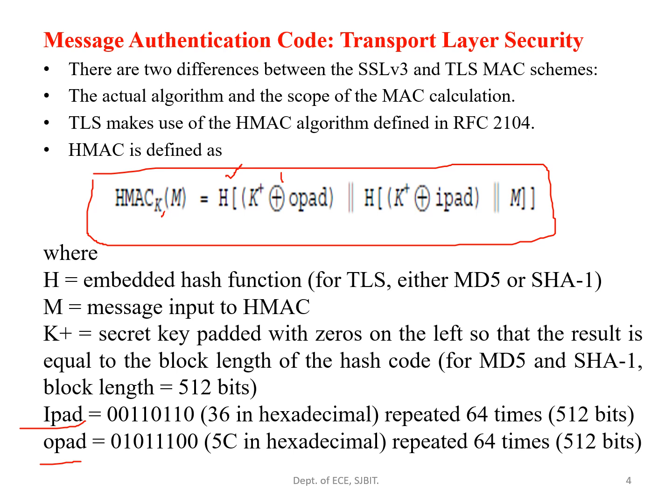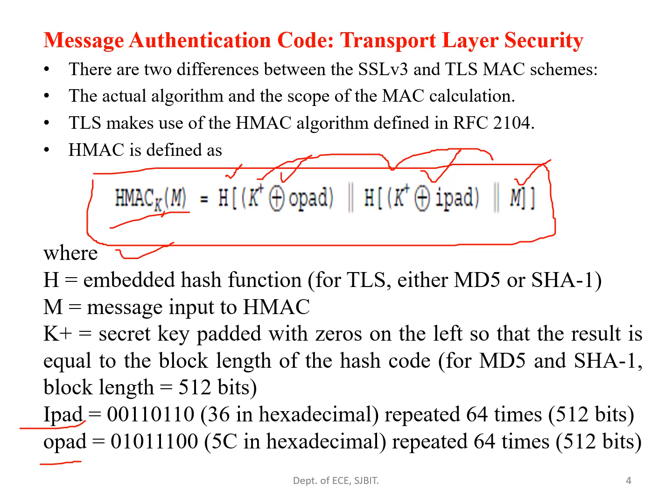So we are considering three functions here. The secret key is XORed with the output pad, the secret key is XORed with the input pad, and we consider the message input. These three we concatenate, then we apply the hash function, which gives the HMAC function. Here H defines the embedded hash function, M is the message input to HMAC, and K plus is the secret key padded with zeros on the left so that the result is equal to the block length of the hash code. For that we use MD5 and SHA.